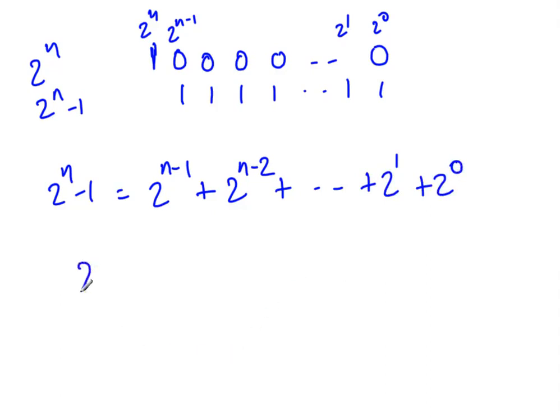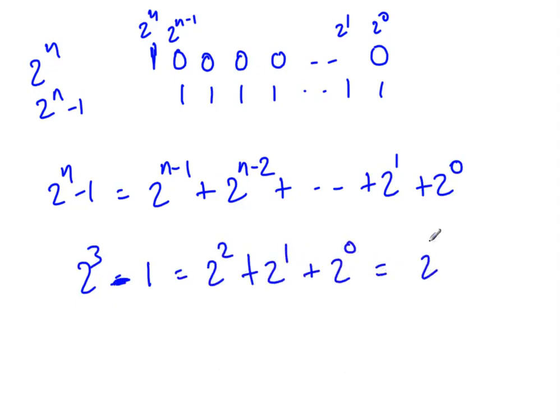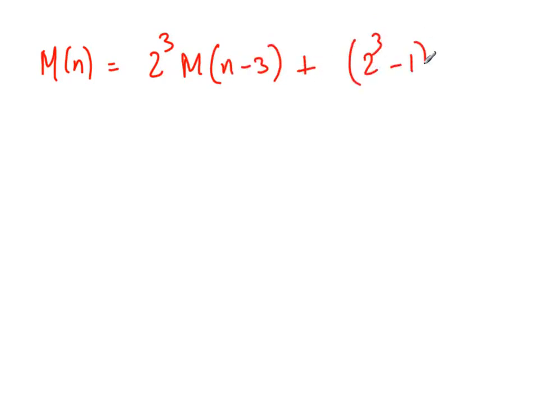So this is what exactly we have here. 2 cubed minus 1 is equal to 2 squared plus 2 to the 1 plus 2 to the 0, which is equal to 2 squared plus 2 plus 1. So this is the simplification that we have used, right? So going back, we have reached a situation where we have m of n is 2 cubed times m of n minus 3 plus 2 to the 3 minus 1.